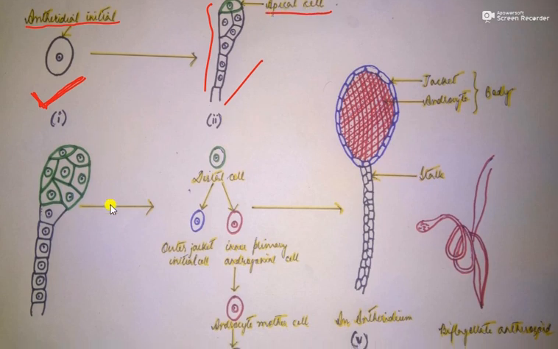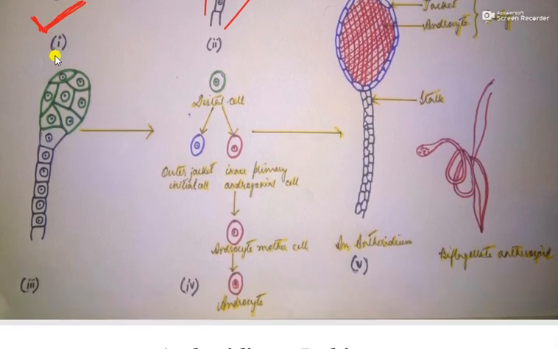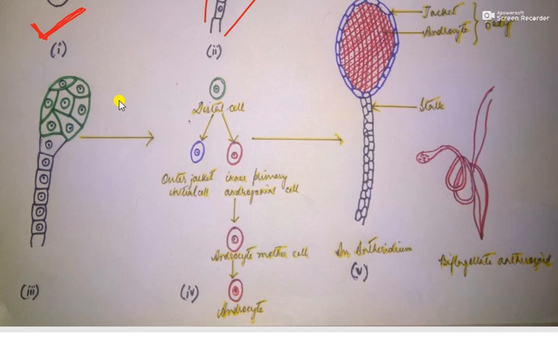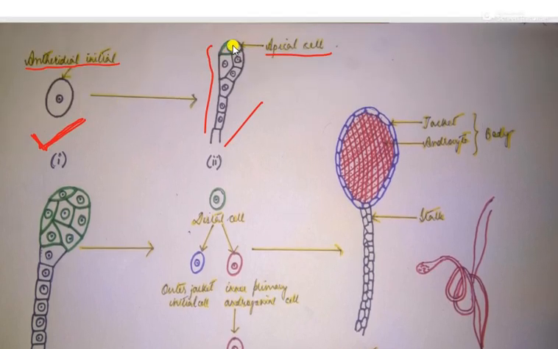Now let's move to step number 3. You can see here I have marked the steps. What happens in step number 3? The apical cell is further differentiated into a 14 to 15 cell structure. So this was the apical cell, and it is divided into several cells. Please note the differences in color. I have marked this apical cell in green color, and the other cells in black here.